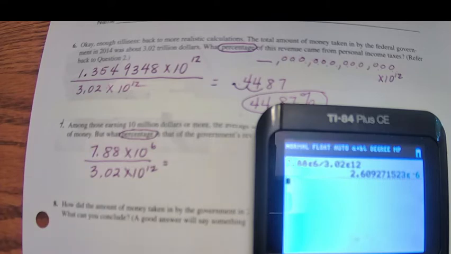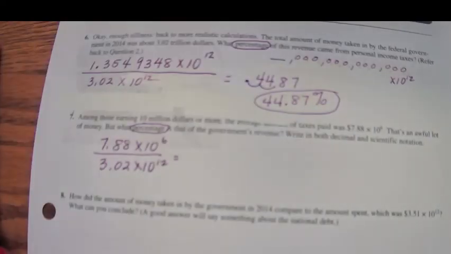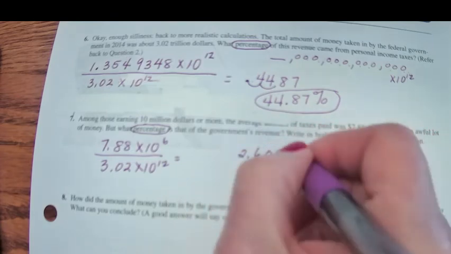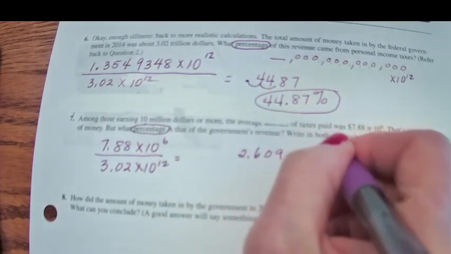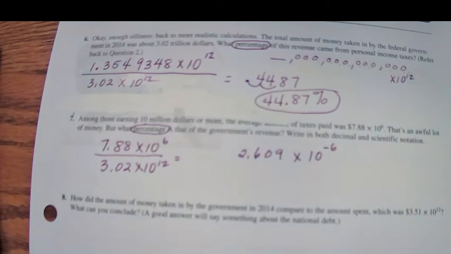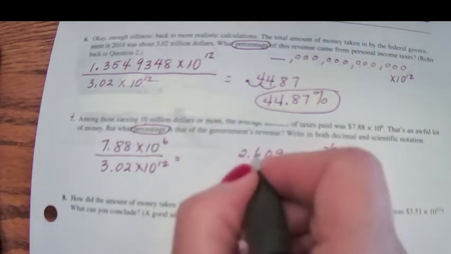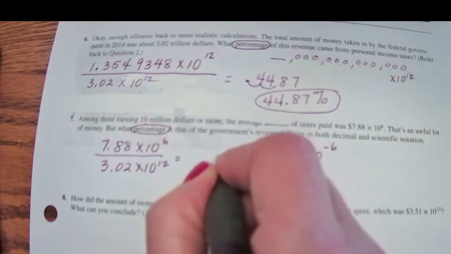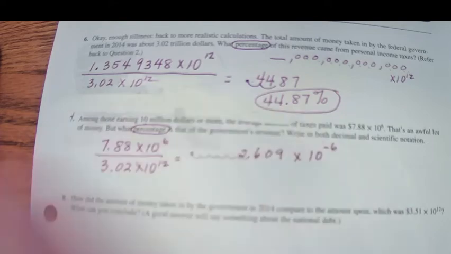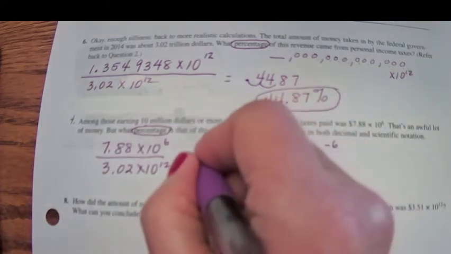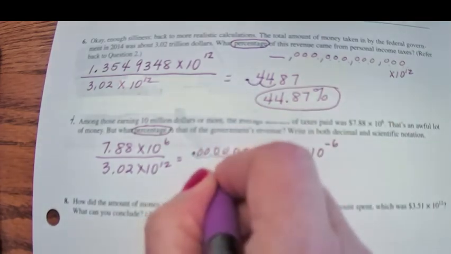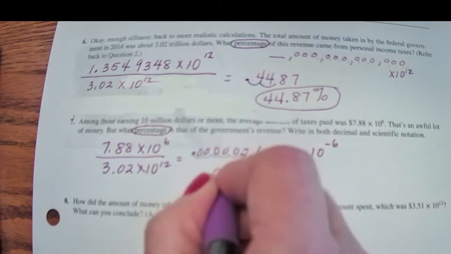All right, and it gave me my answer in scientific notation. So let me just go ahead and write that down. That's 2.609 times 10 to the negative 6. Let me make that a decimal. We're going to move this over 6. See this negative number? That means it's going to be a small number, less than 1. 1, 2, 3, 4, 5, 6. Fill in with zeros. 1, 2, 3, 4, 5 zeros.